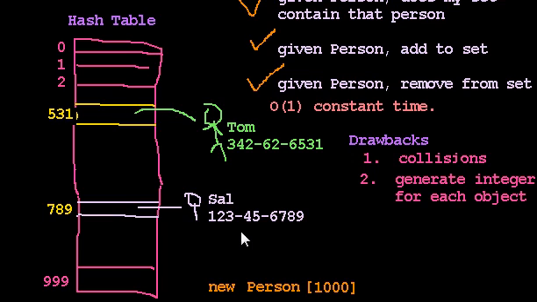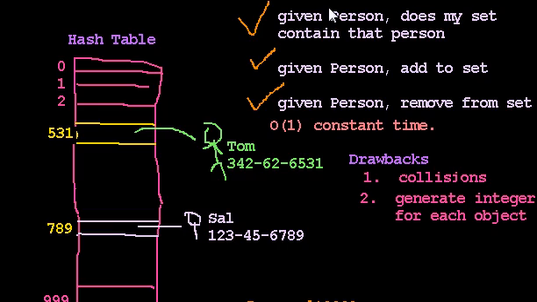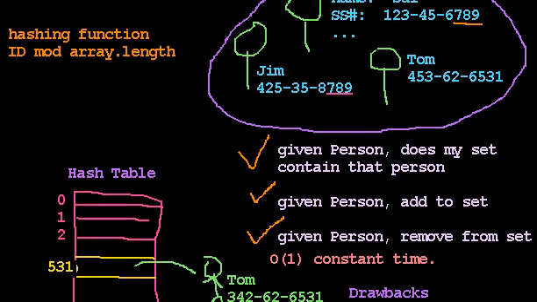And so, given that object Sal, I can determine what box he belongs in constant time, and therefore, using that ID, I can determine if my hash table contains a person in constant time. I can add a person to my set in constant time by asking the person what box they belong in, and I can remove a person from the set in constant time by asking the person what box they should be removed from if they're there at all, where asking means running them through this hash function.